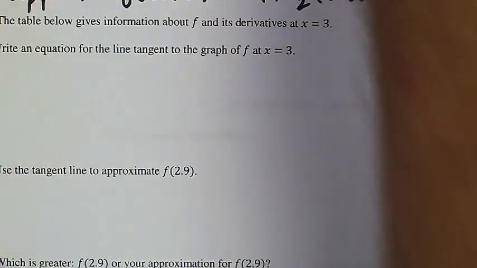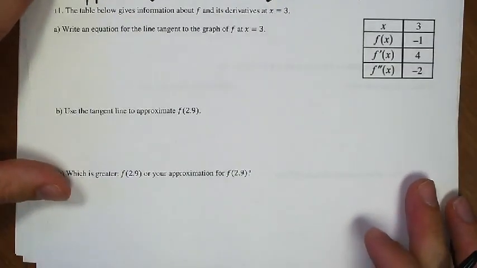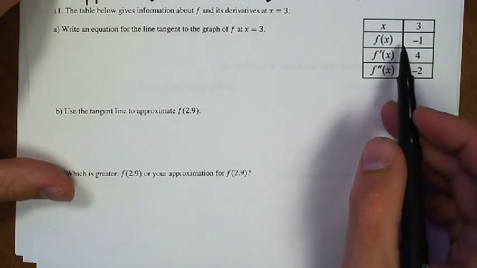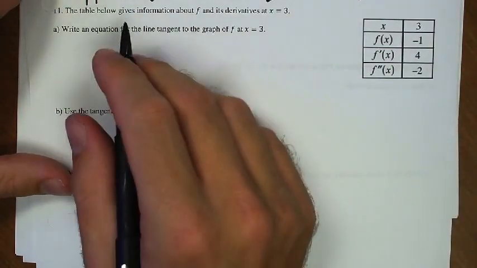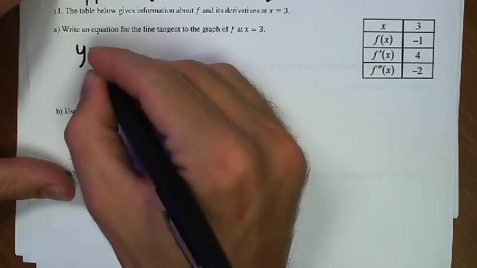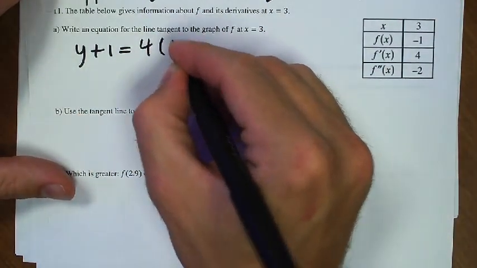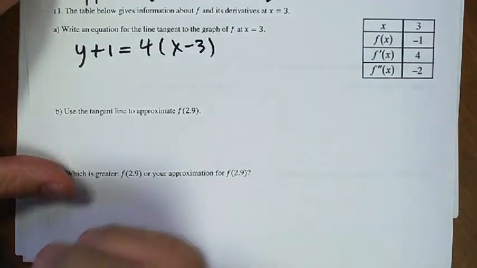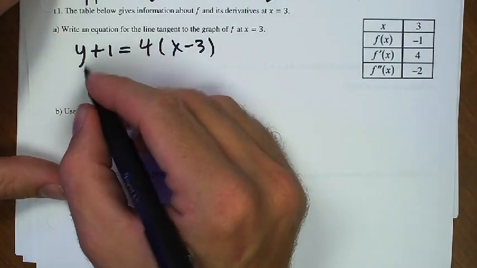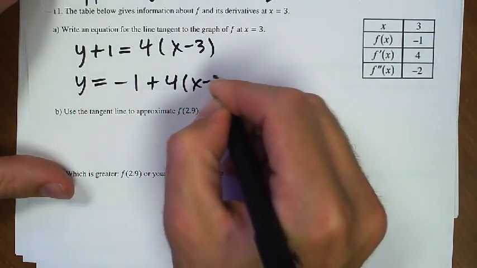All right, here's a nice little table problem. Maybe I'll zoom out so we can see all of it. Write an equation for the line tangent to the graph of f at x equals 3. All right. Point is going to be 3, negative 1, so y plus 1 equals, the slope would be 4 times x minus 3. All right, then I know I'm going to use it, so I'm going to write negative 1 plus 4 times x minus 3.